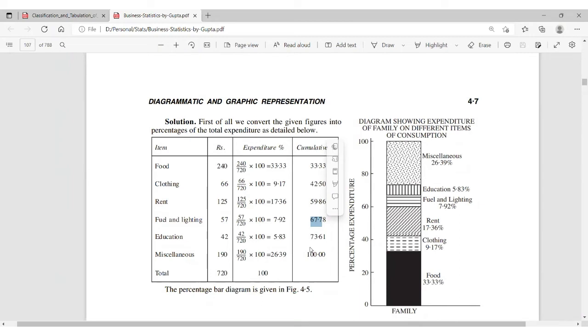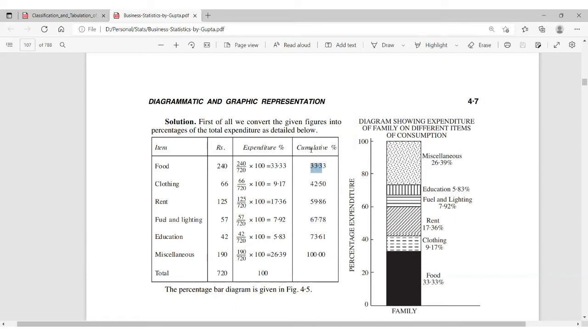Right? So in general, in expenditure we divide the total into 100 parts and subdivide that 100 to show how much they spend on food, clothing, rent, fuel, education, or miscellaneous. See, we make a rectangle of 100, right? Now, the first one is food. The percentage is 33.3, right?